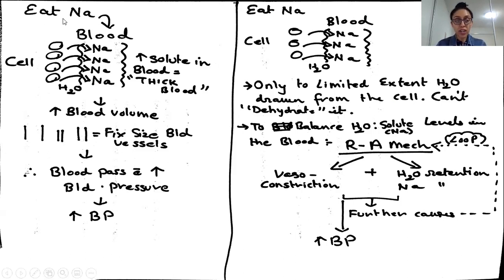So what happens here is, for instance, when an individual eats a lot of sodium, now let's think about processed foods.